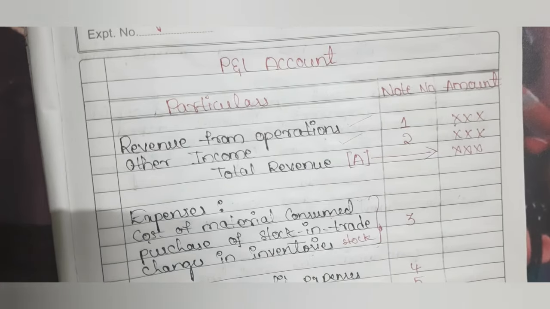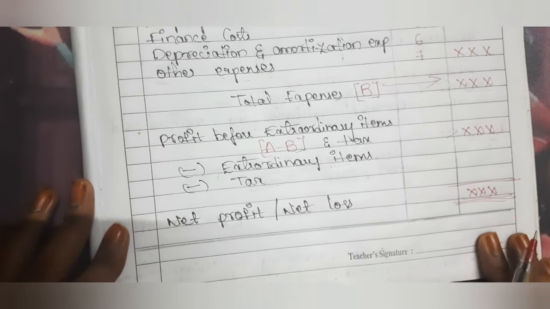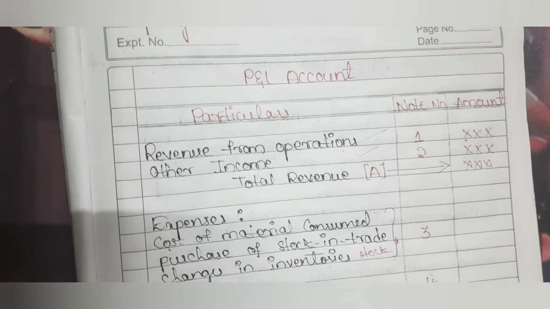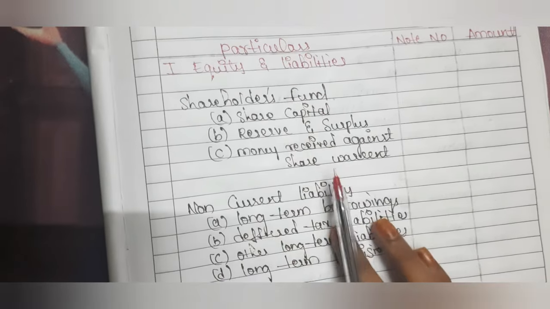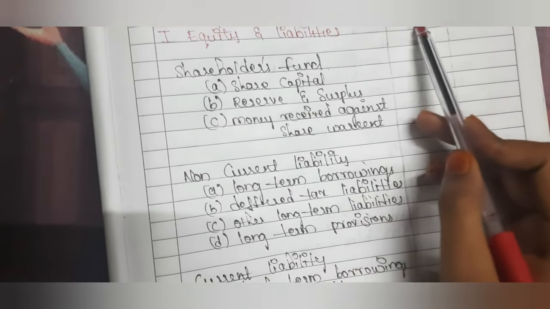I hope you got the proforma of the P&L. Please have an eye on it and remember all the items in the P&L account. Okay, done. Now let us go with the balance sheet. After the P&L account you need to do the balance sheet. The balance sheet proforma is in this way. Okay, particulars, note number, amount.